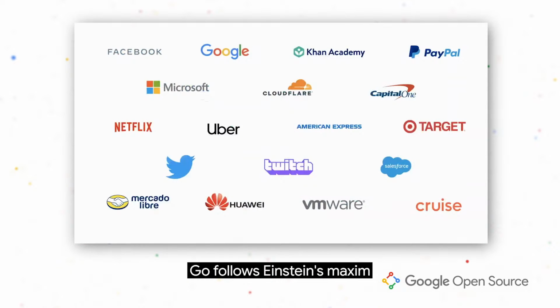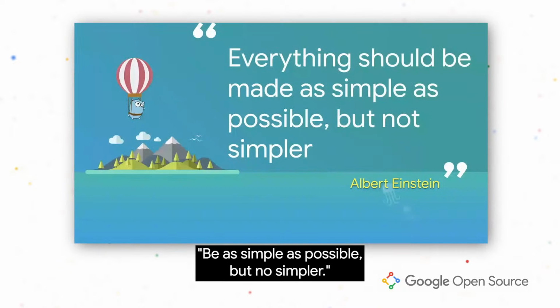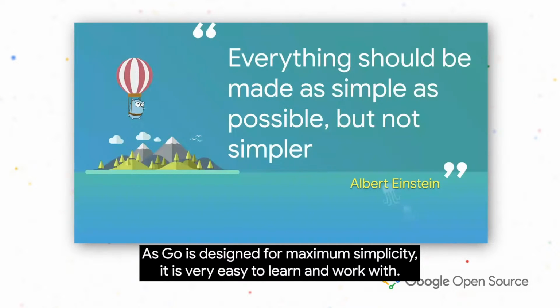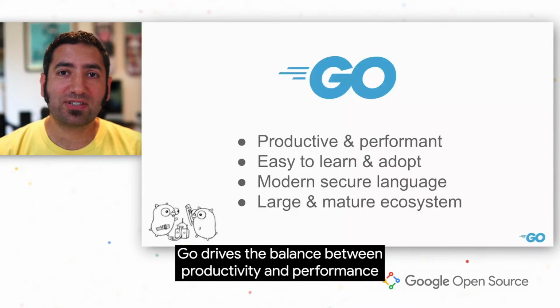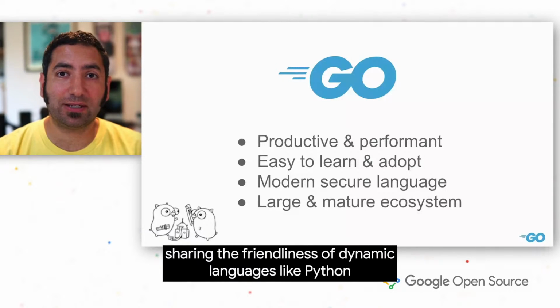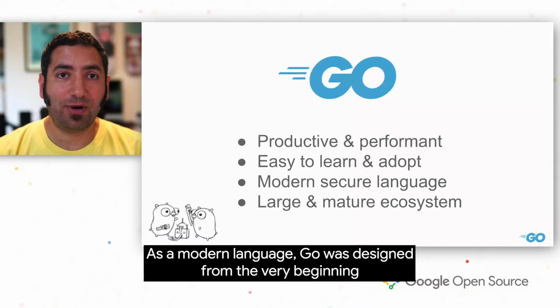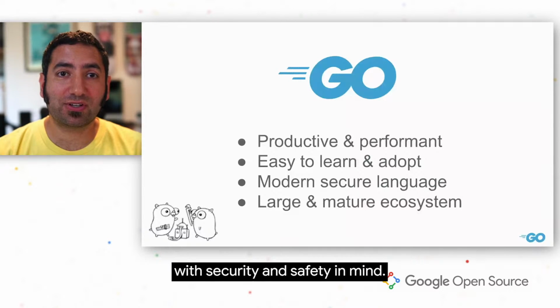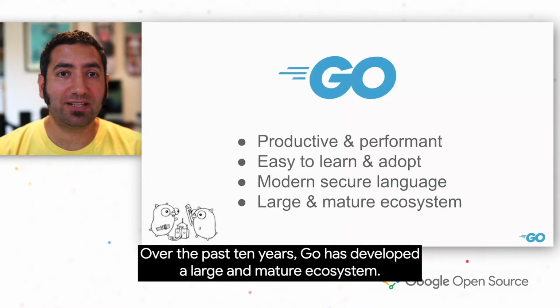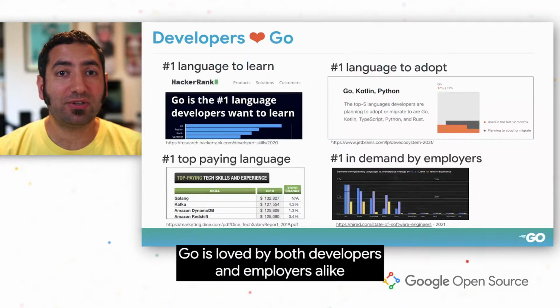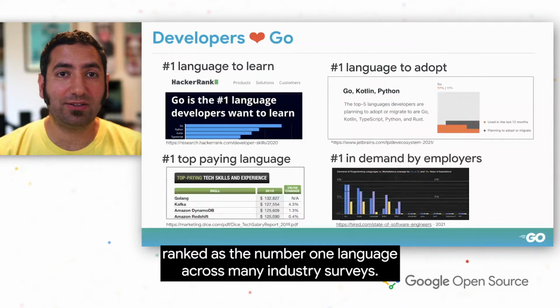Go follows Einstein's maxim: be as simple as possible, but no simpler. As Go is designed for maximum simplicity, it is very easy to learn and work with. Go drives the balance between productivity and performance, sharing the friendliness of dynamic languages like Python and the performance of compiled languages like C and Java. As a modern language, Go was designed from the very beginning with security and safety in mind. Over the past 10 years, Go has developed a large and mature ecosystem. Go is loved by both developers and employers alike, ranked as the #1 language across many industry surveys.